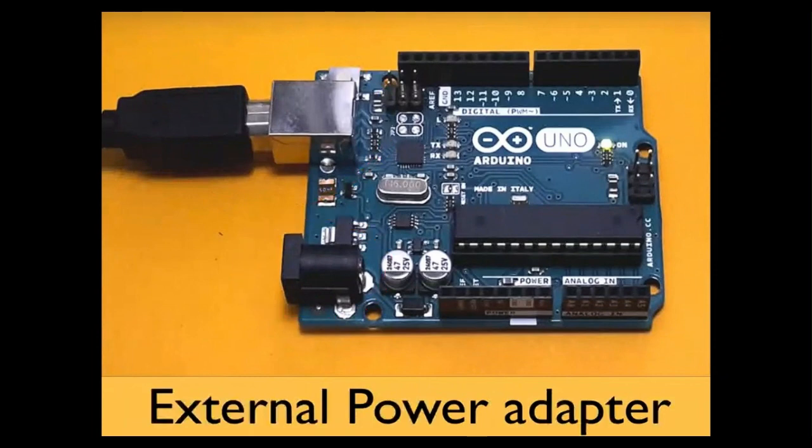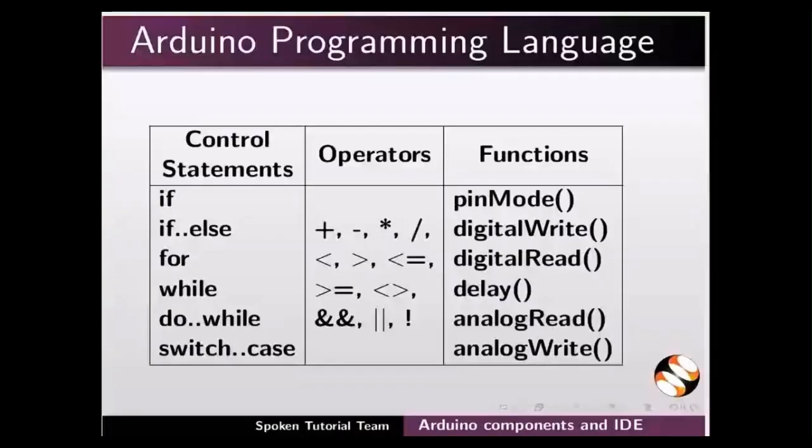Next, we will see about Arduino programming language. Arduino programs can be divided into three main parts: control structure statements, operators, variables and constants, and functions. The control statements are if else, for, while, do while, switch case, etc. These are the same as in any programming language. Then we have arithmetic operators, comparison operators, and Boolean operators.